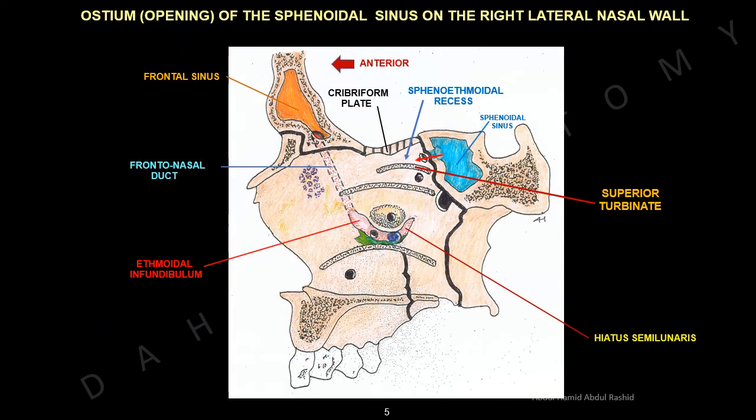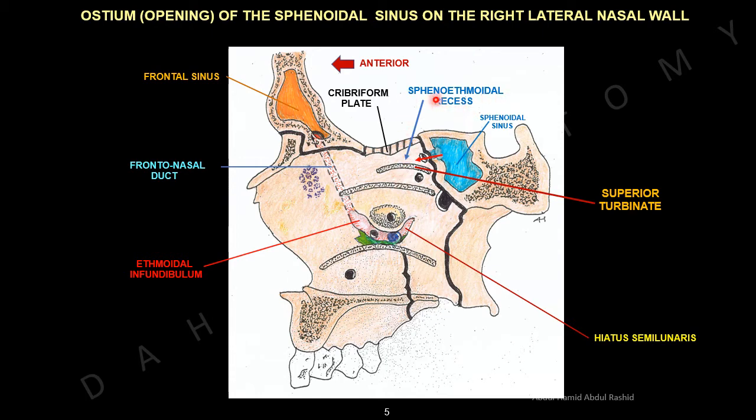Ostium, opening of the sphenoidal sinus. We are looking at the inner surface of right nasal wall. This is in front. Let's identify a few structures. This is body of the sphenoid. This is sphenoidal sinus. This is cribriform plate of ethmoid bone. This is superior turbinate. Between these 2 structures is a passage called sphenoethmoidal recess.